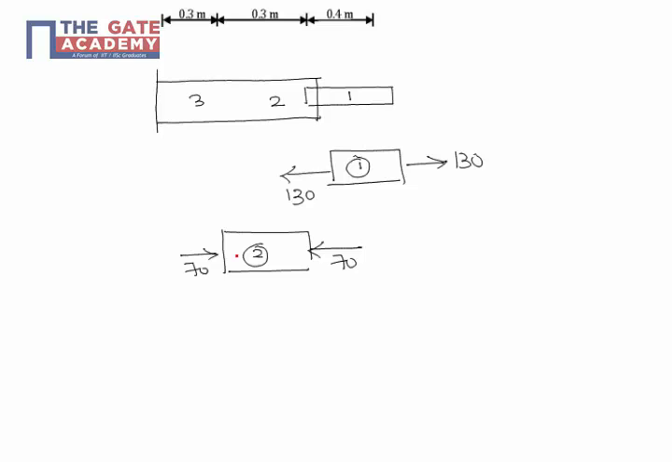Okay, now we can come to part 3. When we come to part 3 is here. There is a load of 330 kilonewton acting to the right. To the right I have already taken up 70, so the rest will be 260 kilonewton.